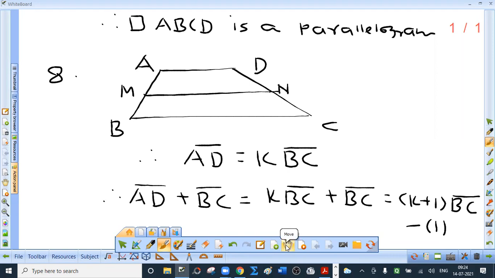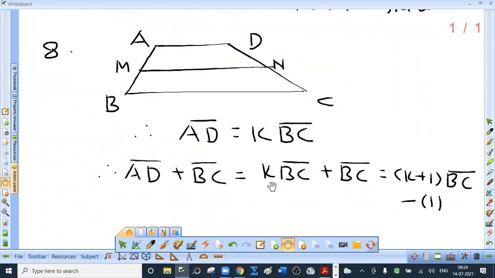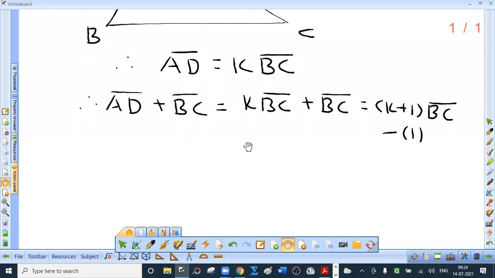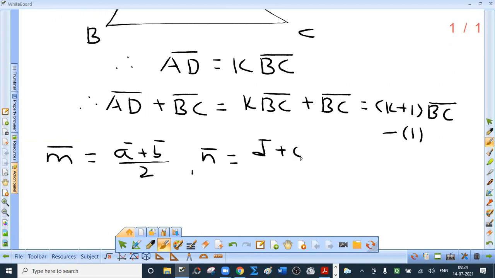Then segment MN is the median of the trapezium. By midpoint formula, write down. What is m bar? A bar plus B bar upon 2. What is n bar? It is D bar plus C bar upon 2.